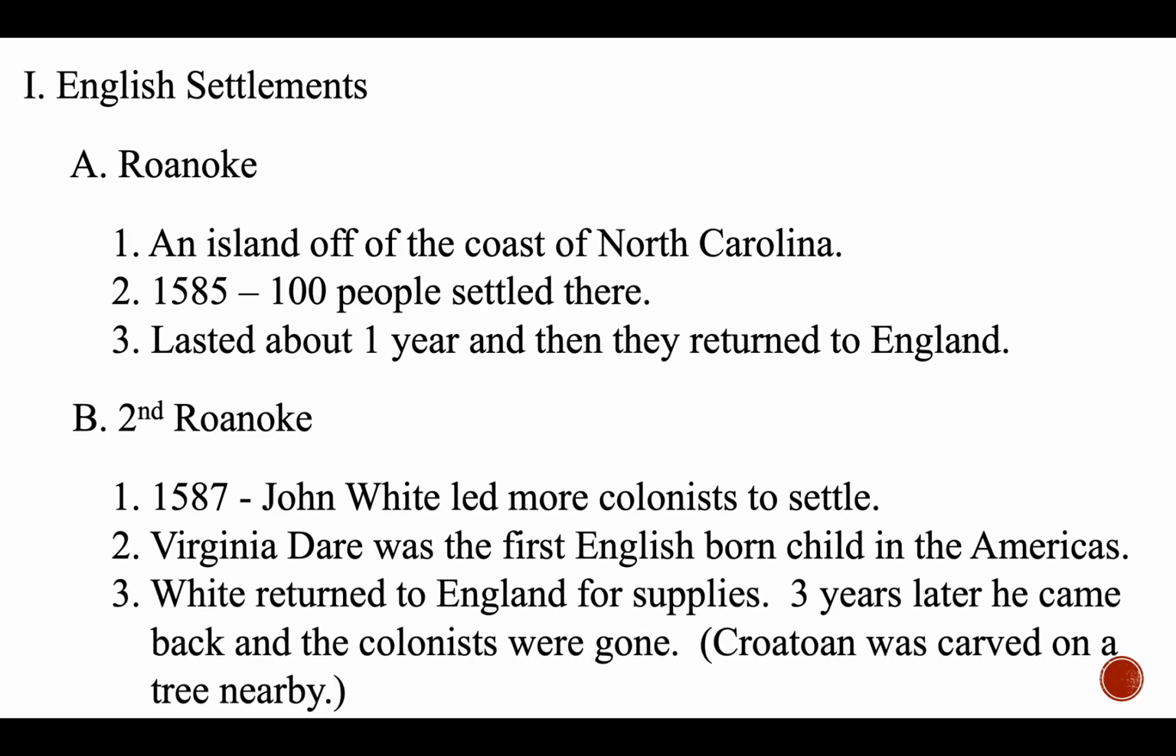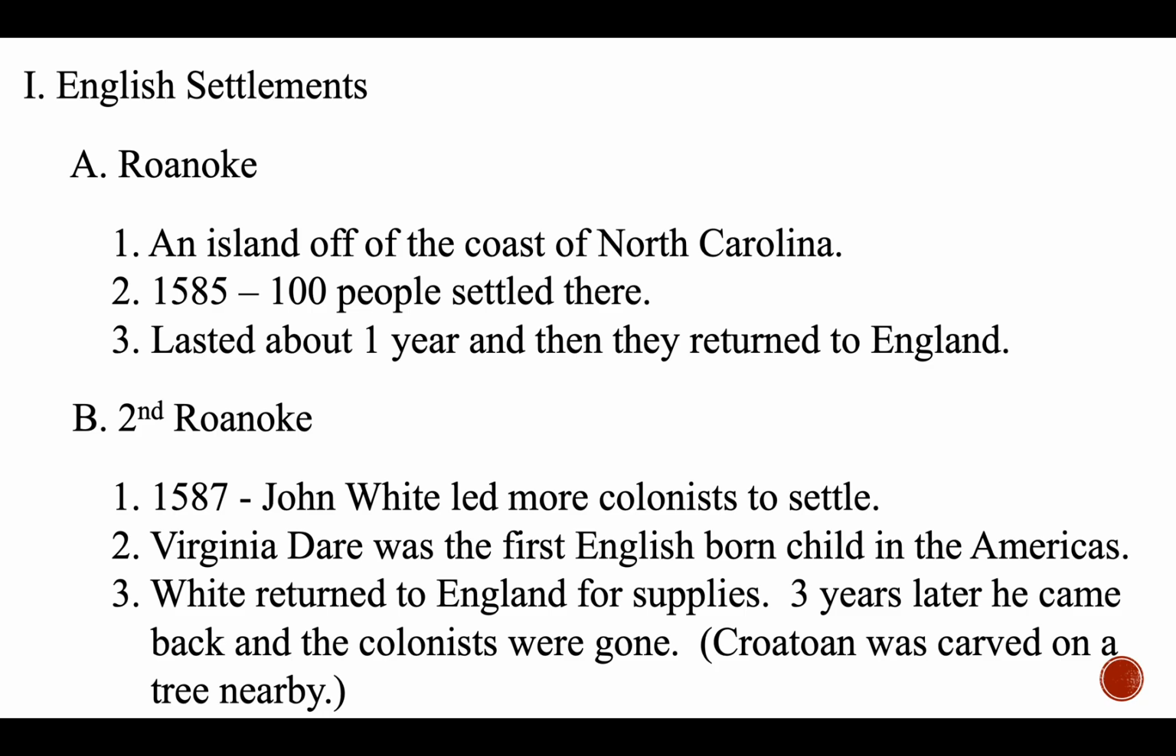All right. White sails back to England, and the objective there was to get more supplies, and then he would return to the colony. Well, with the trip over and getting the supplies, he was gone for 3 years. When he returned, the colonists were gone. The buildings were still there, but they didn't look like they had been lived in for a while. And so the second Roanoke is also a failure.